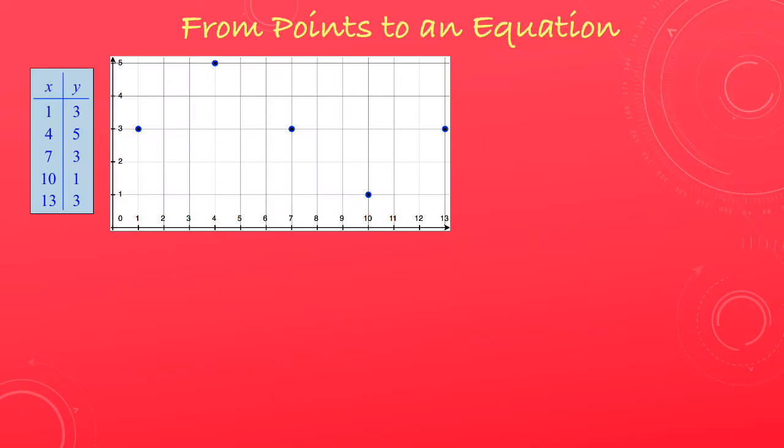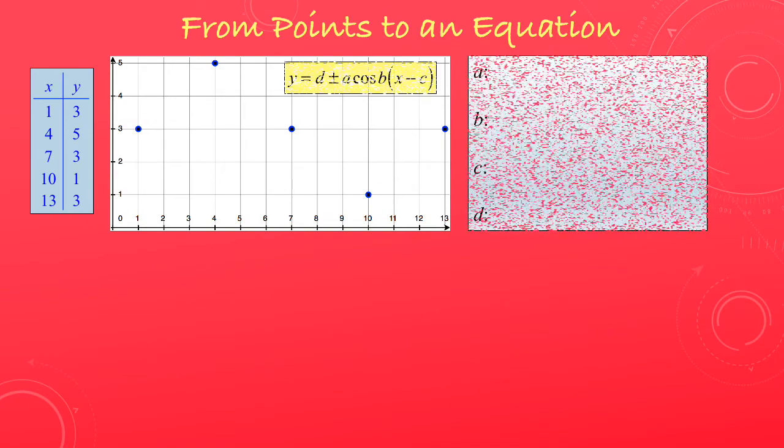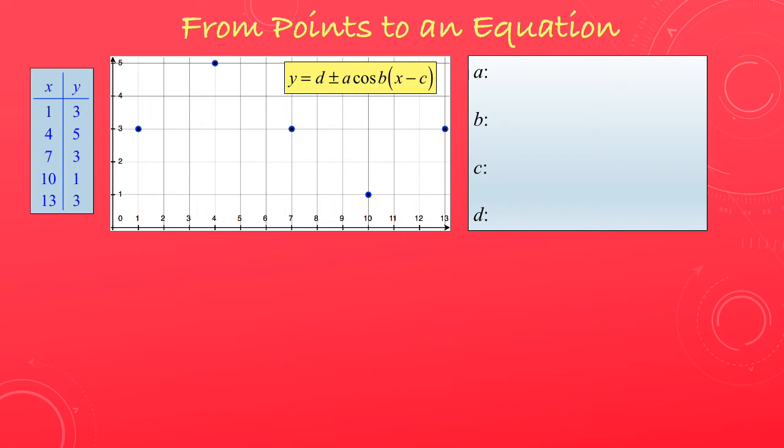Suppose we had a sinusoid that was passing through the points (1, 3), (4, 5), (7, 3), (10, 1), and (13, 3) as shown. We would like to find the equation of that sinusoid. The first thing you must realize is that we are no longer working in degrees. Our x values are pure numbers, which suggests that we must be using radians. This will not affect how we do the problem, however.